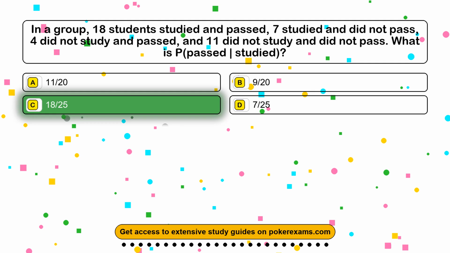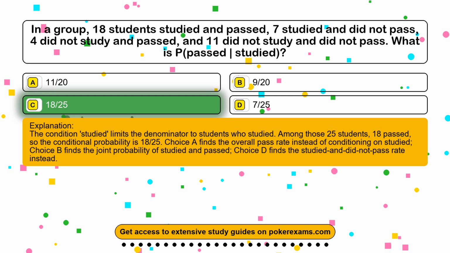The correct answer is option C, 18/25. The condition studied limits the denominator to students who studied. Among those 25 students, 18 passed, so the conditional probability is 18/25. Choice A finds the overall pass rate instead of conditioning on studied, choice B finds the joint probability of studied and passed, choice D finds the did-not-study and did-not-pass rate instead.